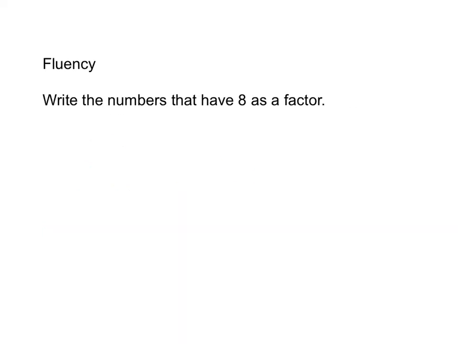All right, now we're going to look at those same numbers and write the numbers that have 8 as a factor. So I'll write them down again. We had 30, 45, 48, and 56. So look at those numbers and think about which numbers have 8 as a factor. That means that 8 can be multiplied by something else to equal that number. And as you look at them, you should have come up with 48 and 56.